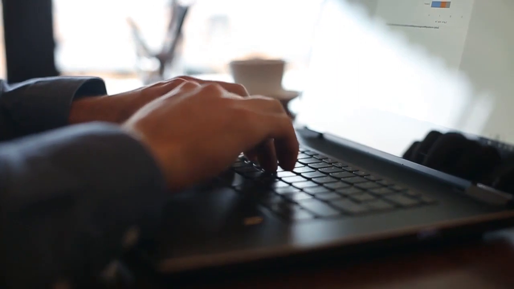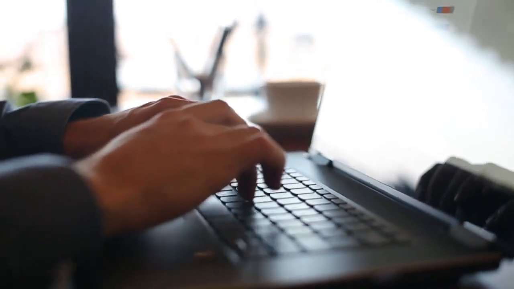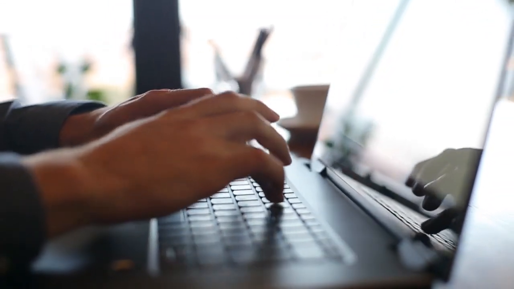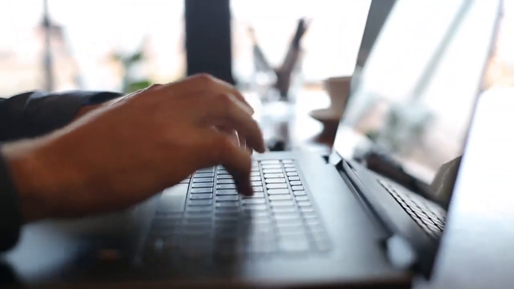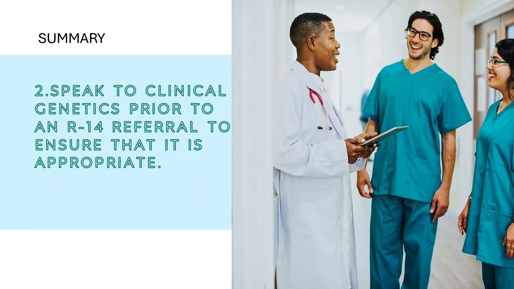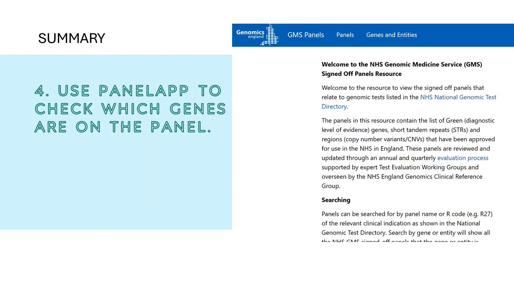Filling in the R14 and general WGS forms should be straightforward if you have all of the information that you need. Providing complete and accurate details prevents delays in the WGS pathway. Remember to complete the forms electronically, as handwritten test order forms will not be accepted. Speak to clinical genetics prior to an R14 referral to ensure that it is appropriate. Use the National Genomic Test Directory to find your required panel and testing requirements. Use PanelApp to check which genes are in the panel.